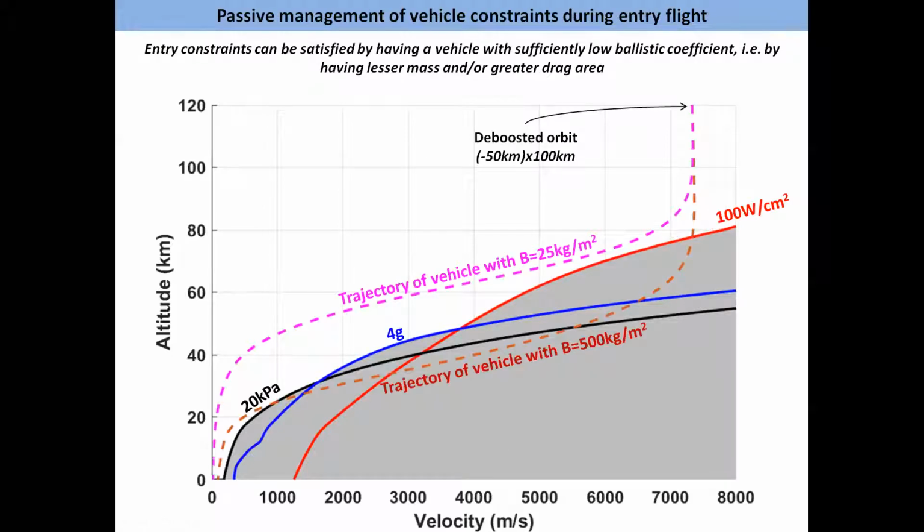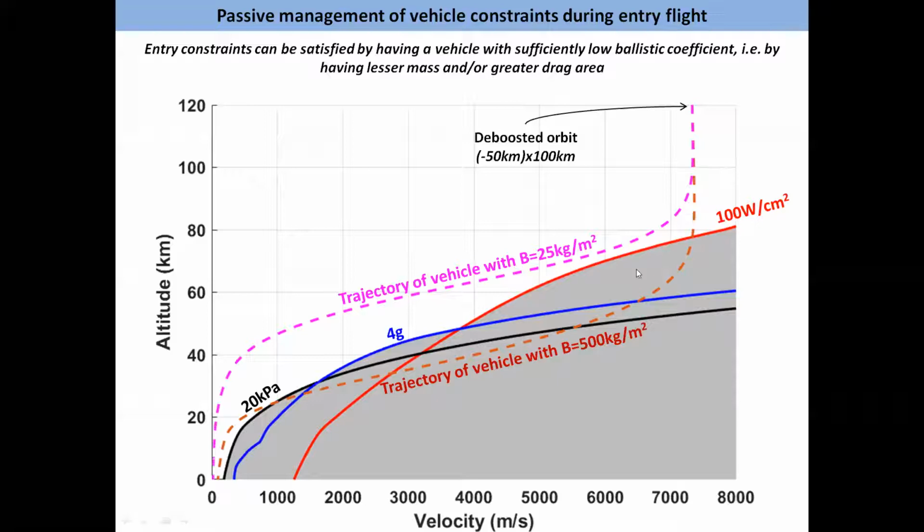Now, how do you passively manage the vehicle constraints during entry flight? If the only option you have is a ballistic mode of entry, then to manage these constraints, entering from the same point, you would naturally reduce the ballistic coefficient. For example, if you see a trajectory here of an entry vehicle that has a 500 kg per meter square ballistic coefficient, it violates all these constraints.